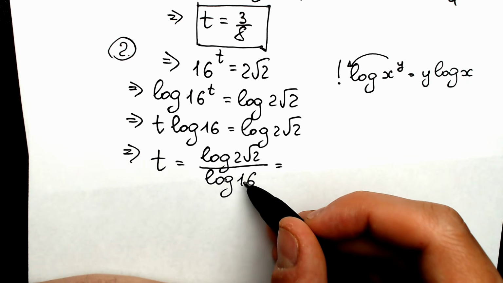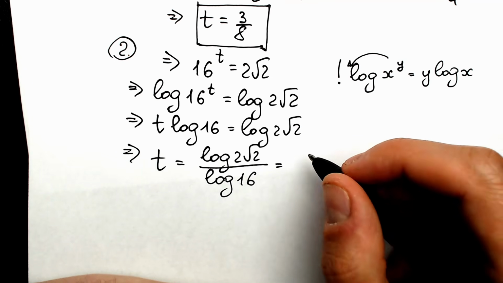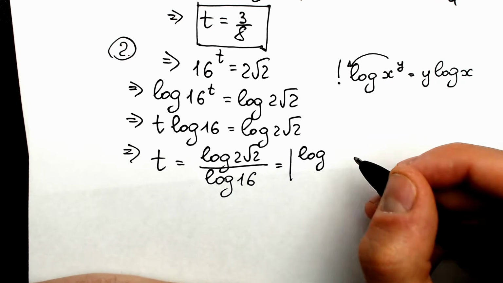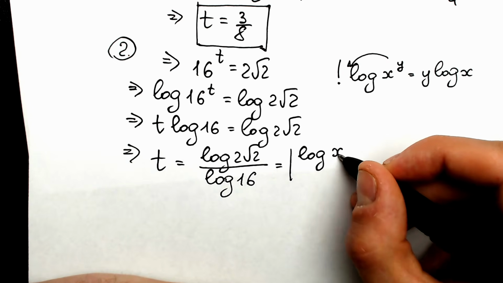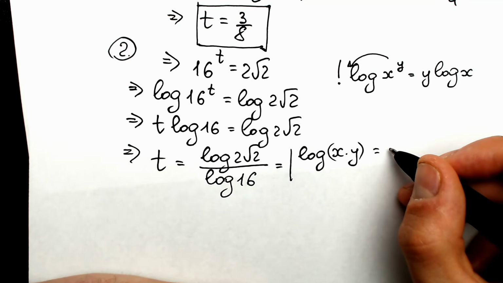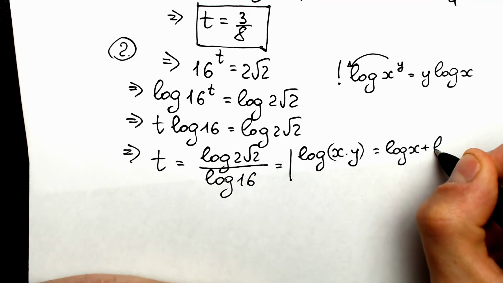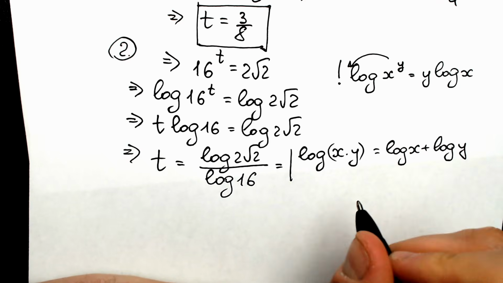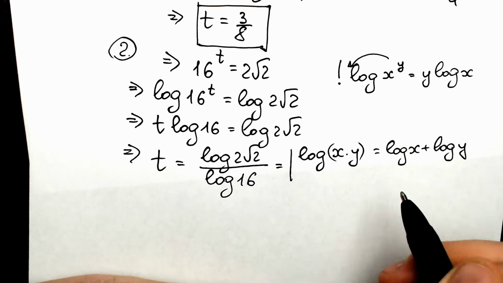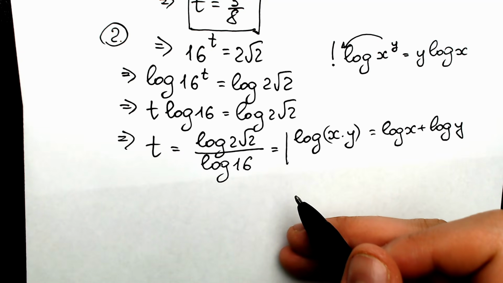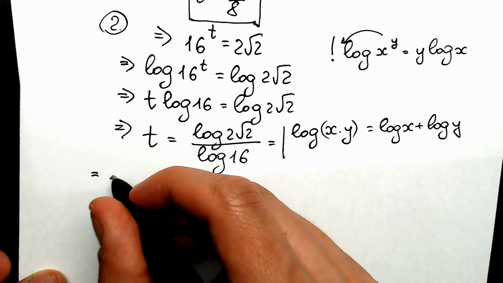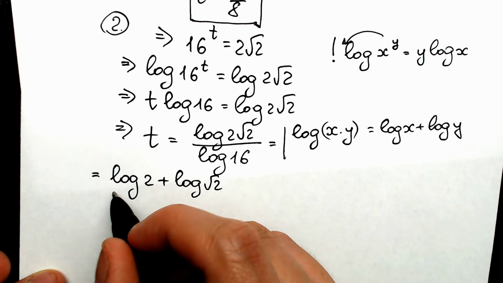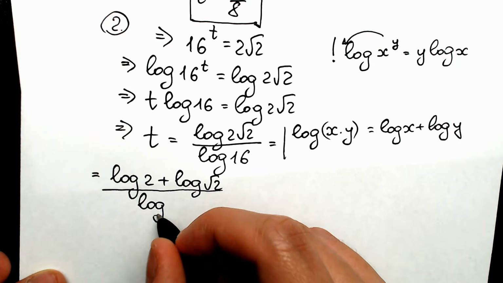First of all, instead of this 16, we write 2 to the power 4. And in our numerator, we have a log of a product. When we have a log of a product, for example, log of x times y, this is equal to log x plus log y. So we can easily write it as addition. Multiplication we change by addition. So log of a product equals the sum of two logs. That's why let's use this property. So we have log 2 plus log square root of 2, all over log 16.